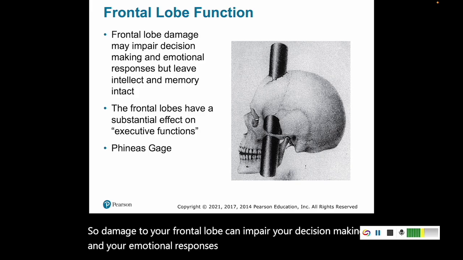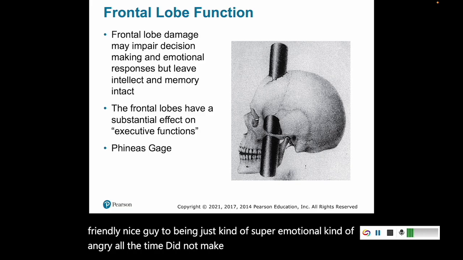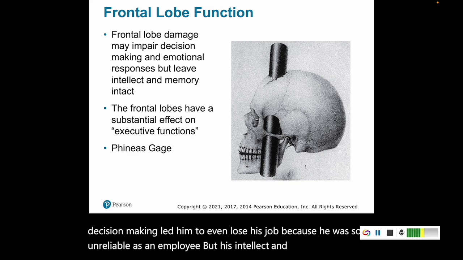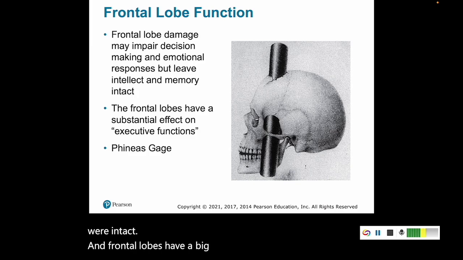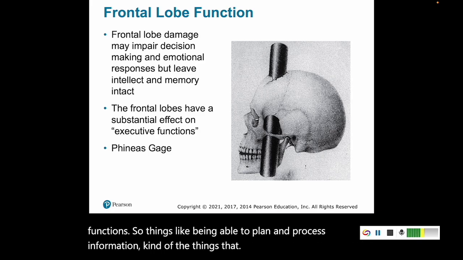So Phineas Gage went from being a friendly, nice guy to being super emotional, kind of angry all the time, and did not make good decisions. Eventually, his bad decision making led him to even lose his job because he was so unreliable as an employee. But his intellect and his memory were intact. And frontal lobes have a big effect on what's called executive functions. So things like being able to plan and process information, the things that you would do as the boss of your body.